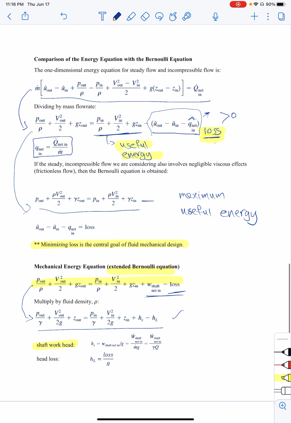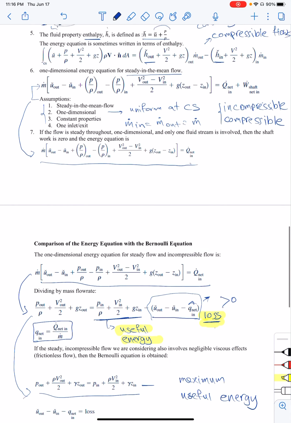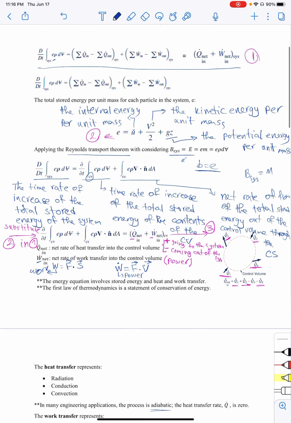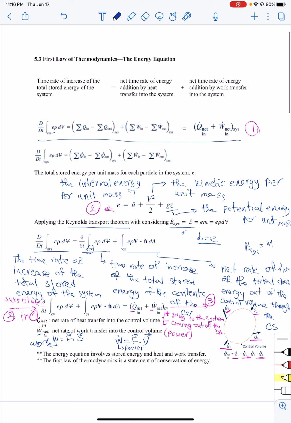I think that's it. That's what I wanted to tell you about the conservation of energy. I know there are lots of equations here, but when we solve two or three problems, you can see how easy this is. See you in the next video.